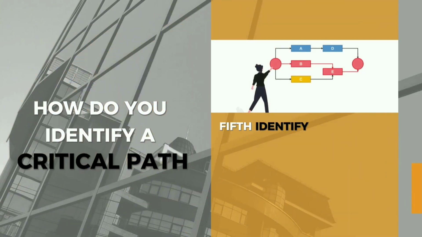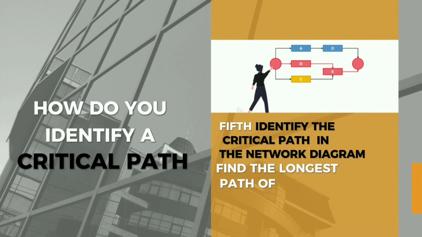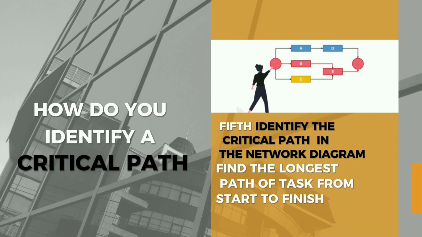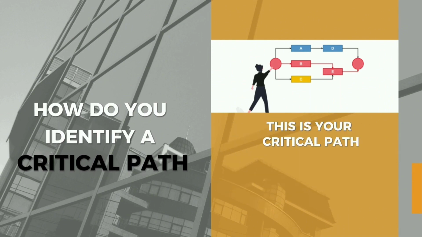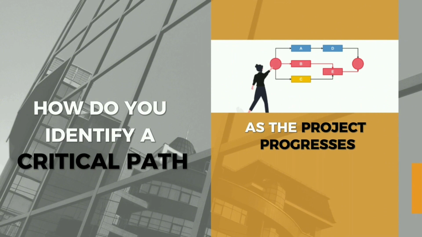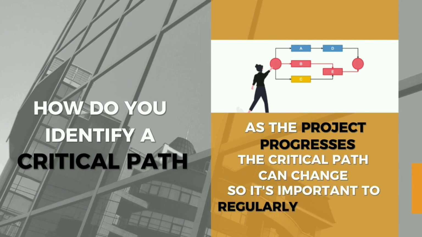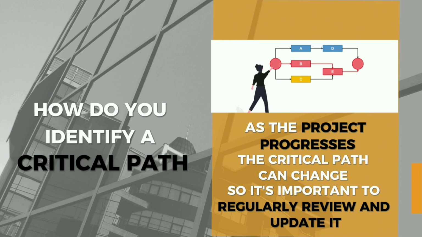Fifth, identify the critical path in the network diagram. Find the longest path of tasks from start to finish. This is your critical path. The last one is to update the critical path. As the project progresses, the critical path can change, so it's important to regularly review and update it.